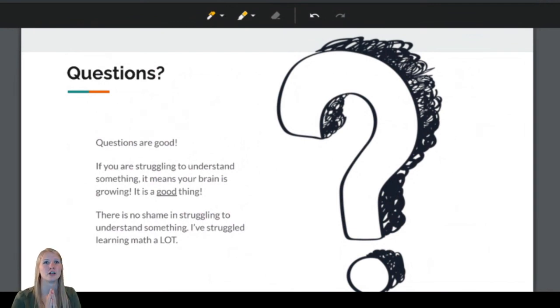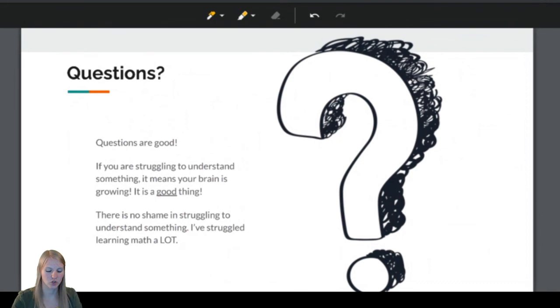Questions are good. If you are struggling, if you're trying really hard but you can't quite get it, that is a good thing. It means that your brain is growing. It means that you're learning. So there is absolutely no shame in struggling to understand something. I have struggled so much in learning math. So much. Yeah. So if it's bad to struggle in math, then your math teacher is bad. But I'm not. It's good to struggle.